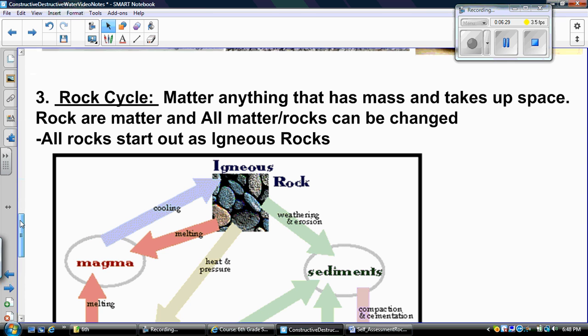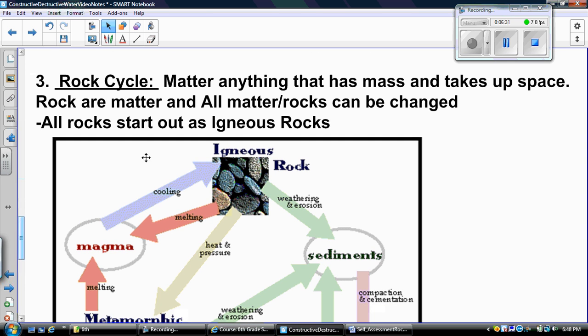Okay, so let's talk about the rock cycle. Matter is anything that has mass and takes up space. Rocks are matter, and all matter, or rocks, can be changed. So all rocks start out as igneous rocks. All rocks form from magma or lava. Every rock that's been on Earth started out as an igneous rock.